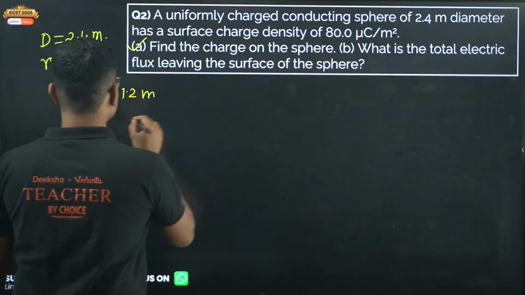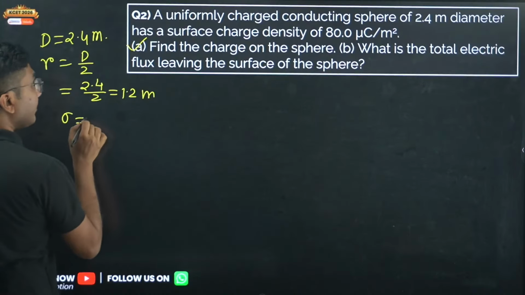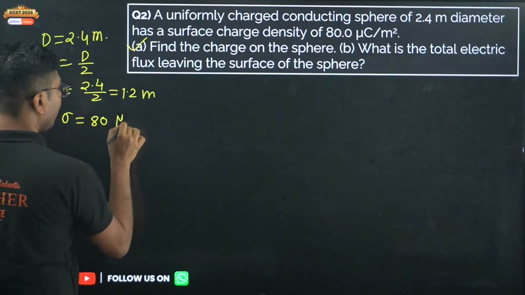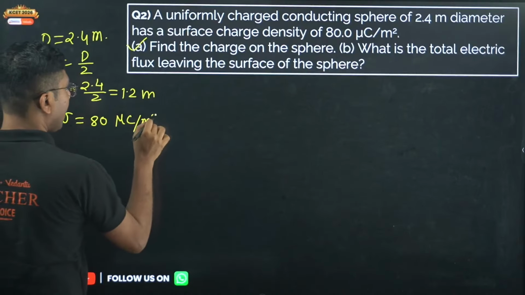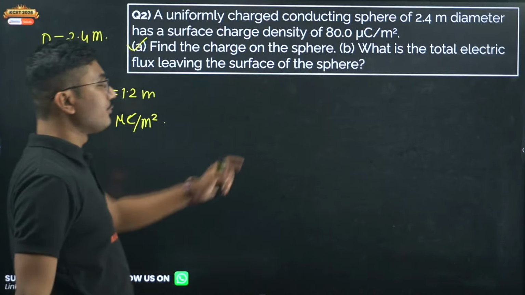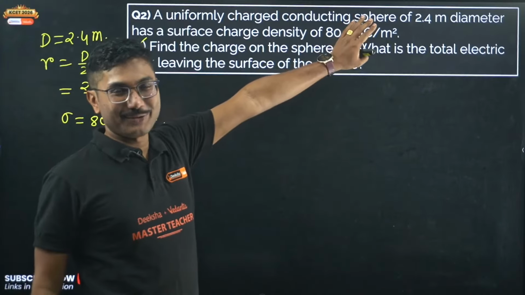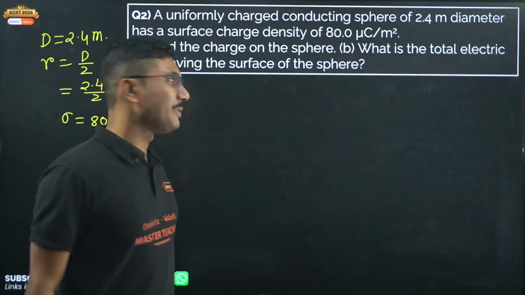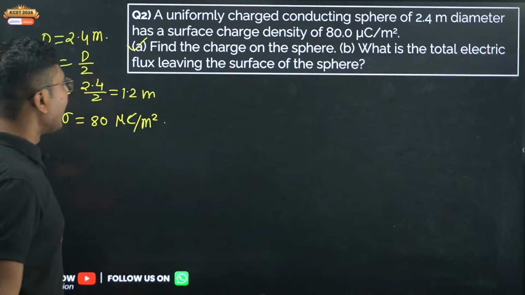Charge density sigma is given, 80 microcoulomb per meter square. Don't get confused. If you see any micro centimeter square here, you have to understand this is microcoulomb per meter square. Now what is the total charge?